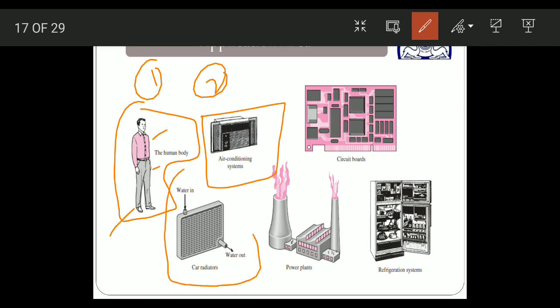If you see the next application, the car radiator, in a car radiator also there is a lot of heat transfer taking place. We will see this in detail in the heat exchanger chapters. Next, circuit boards. In electric circuit boards there are different ICs which get heated, and we have to cool those ICs at the specific time, to avoid harm to the ICs.